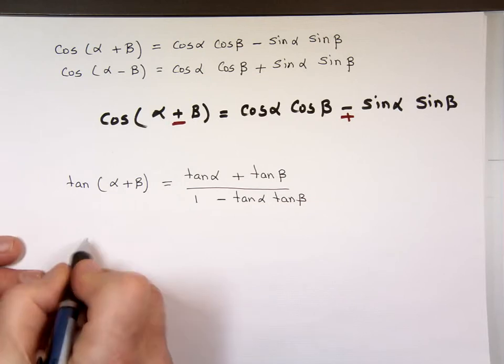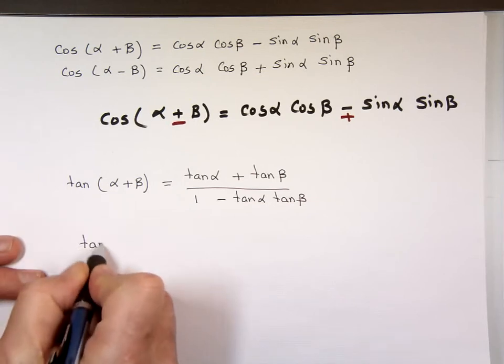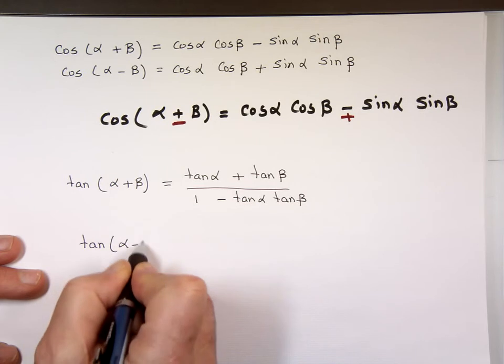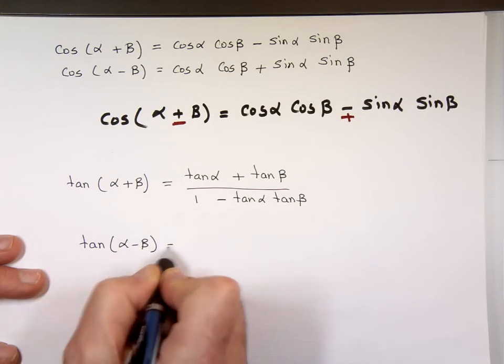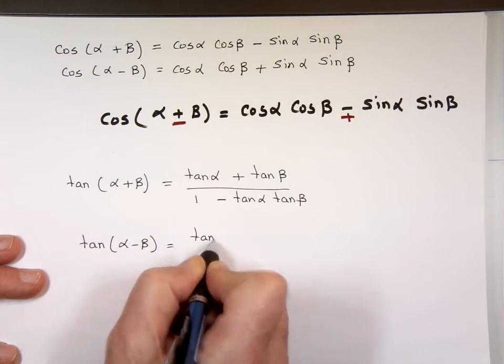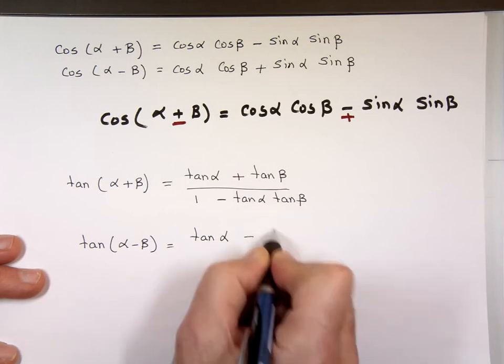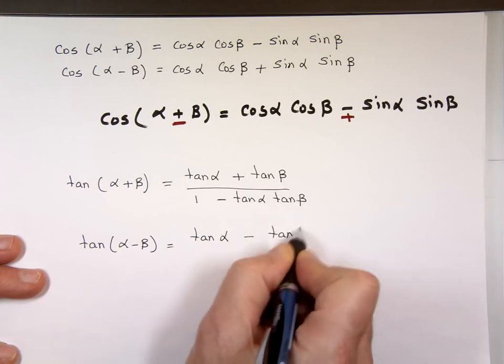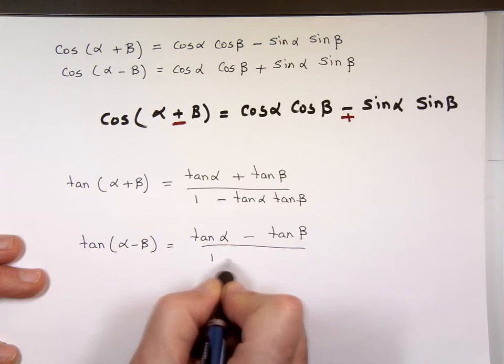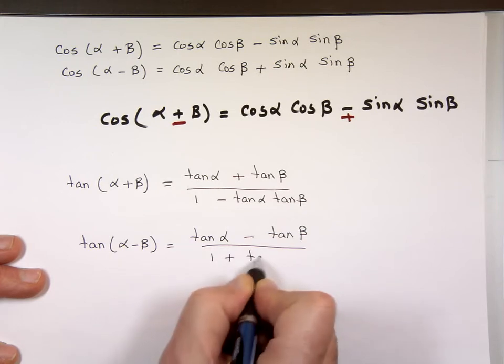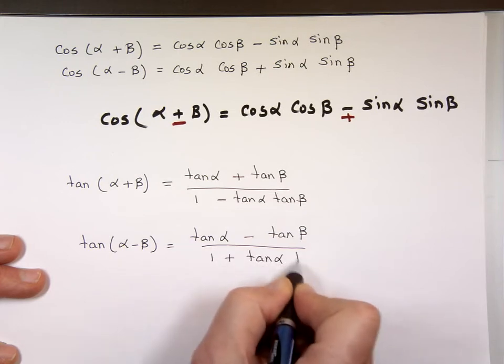And when it's a minus there, it's tangent alpha minus tangent beta over 1 plus tangent alpha, tangent beta.